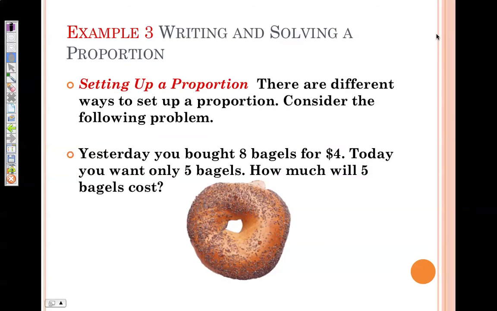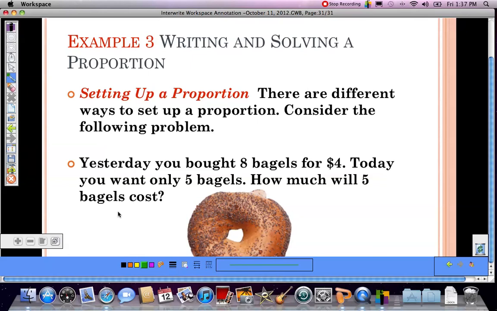Alright, for example 3, let's talk about writing and solving a proportion. There are different ways that you can choose to set up a proportion, and we're going to use this example to help us. It says, yesterday you bought 8 bagels for $4. Today you want only 5 bagels. How much will 5 bagels cost? So we have here the number of bagels and the cost for yesterday, and we have the number of bagels, and we're looking for how much those will cost.